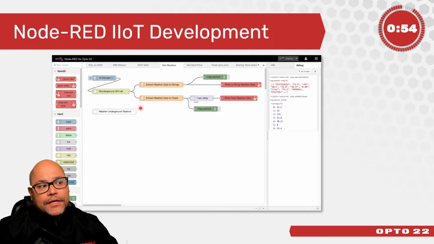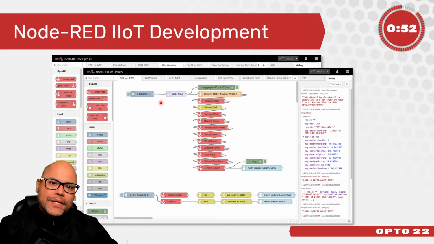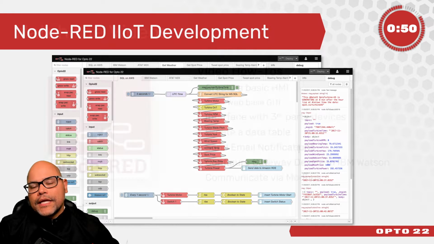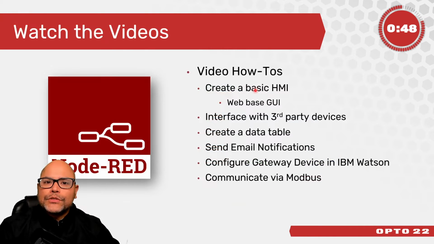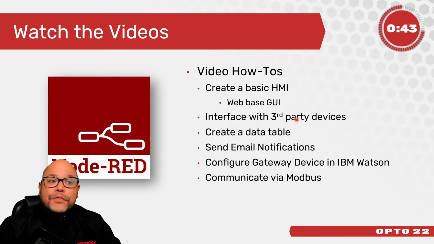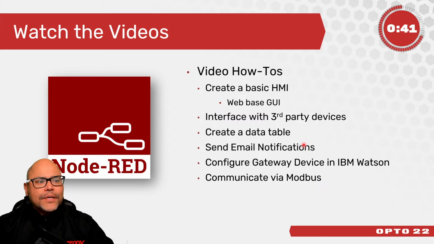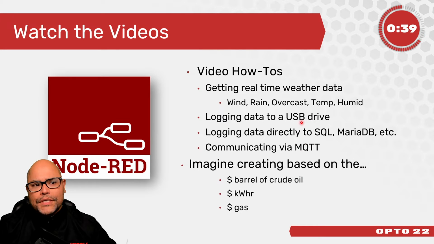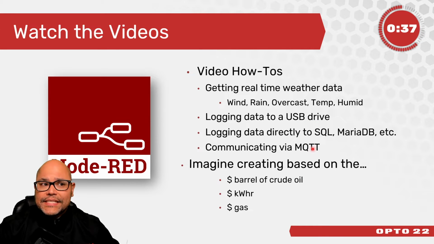Node-RED is a development environment. Here you see it interfacing with a weather API and here parsing data. Here at Opto 22, we've created many how-tos: how to create a GUI, how to create an HMI, how to interface with third-party devices, how to send emails, how to add more storage capabilities, and IoT interfacing capabilities. Imagine being able to get real-time weather data without using a sensor, but an API instead.